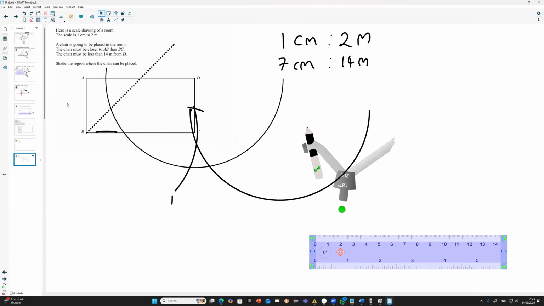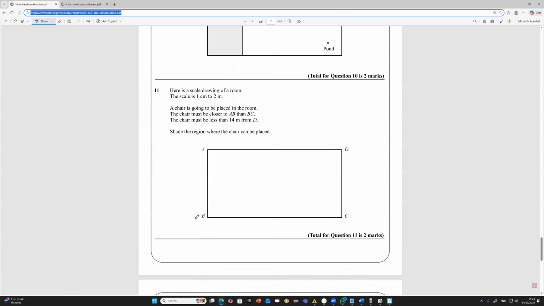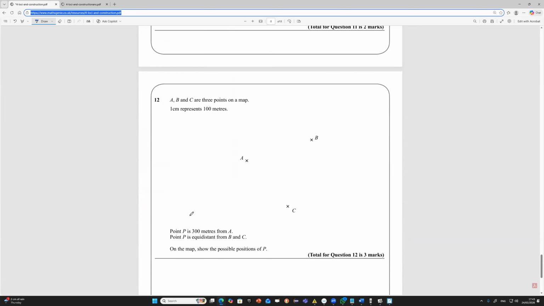So we can see now that it is close to AB, so it's the top bit, and then it is less than 14 meters from D, so it would have to be inside. So there, is that okay? Brilliant. So there isn't a lot more to loci, really. There's this one, where a point is 300 meters. We can have a go at this one. This is a good question.